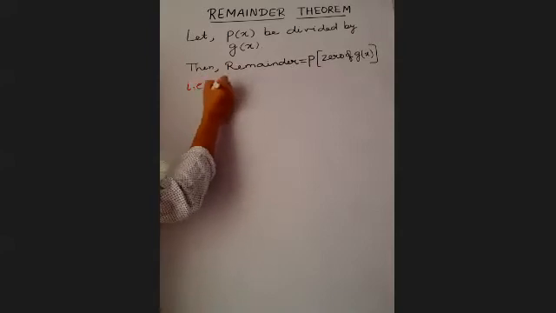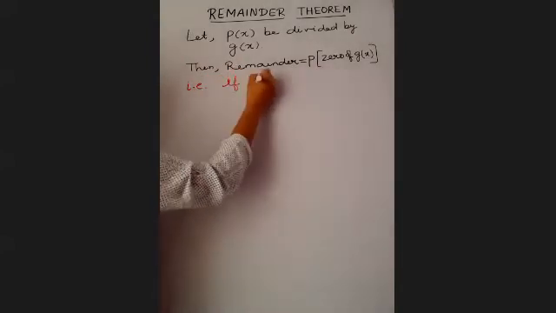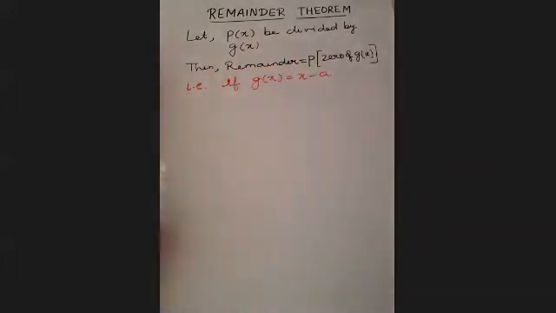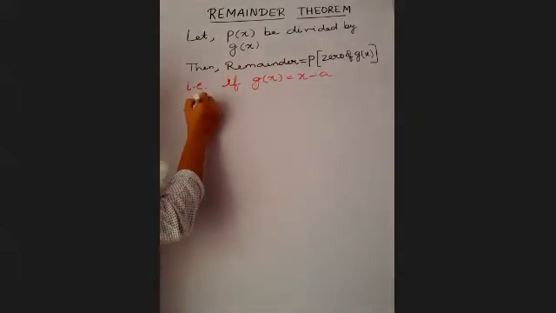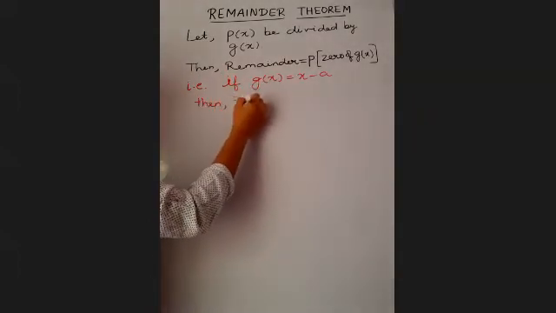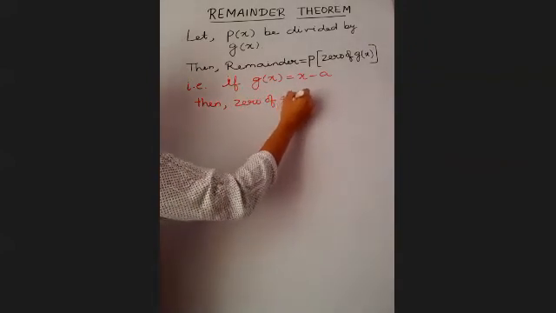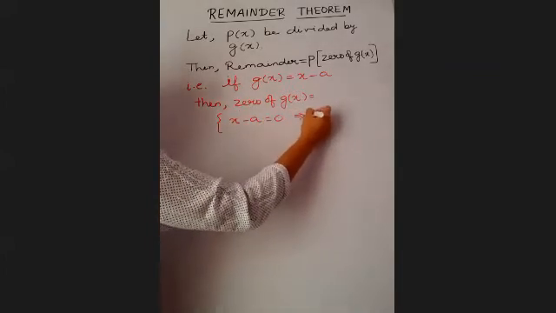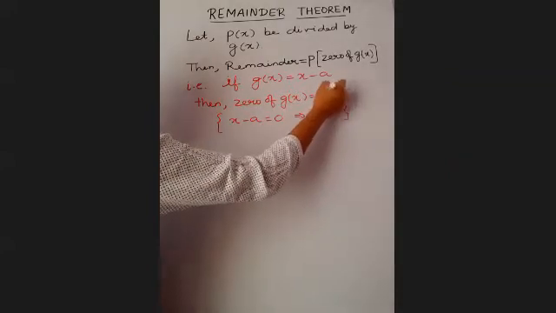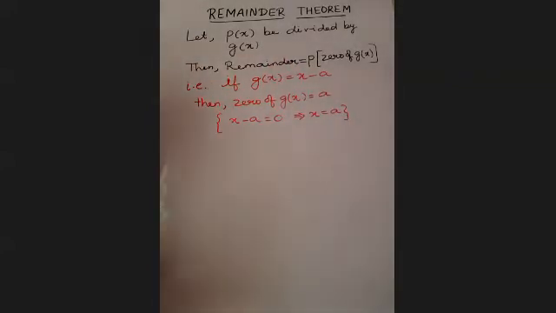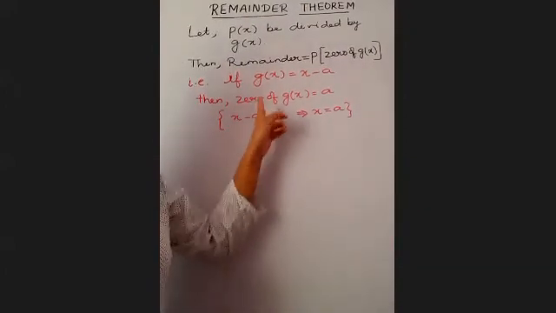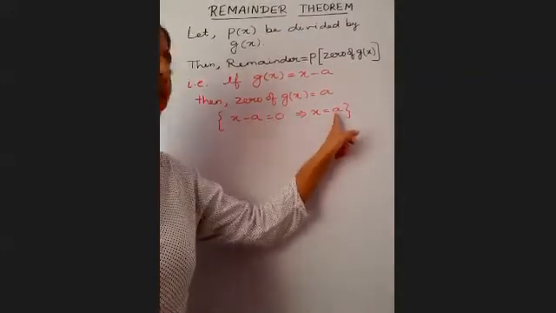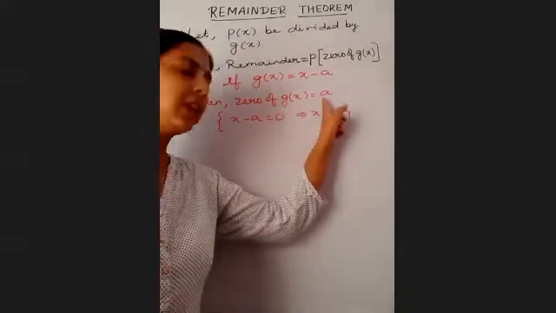That is, if g(x) is equal to x minus a, let's say. Then how do we find the zero of g(x)? x minus a will be put equal to 0, which gives me x is equal to a. So the zero of g(x) is a.